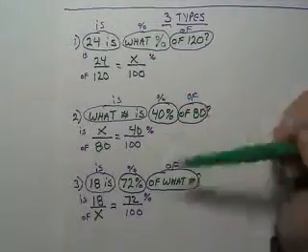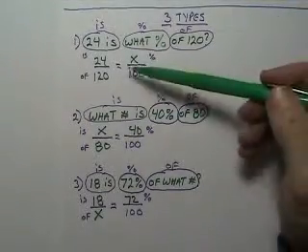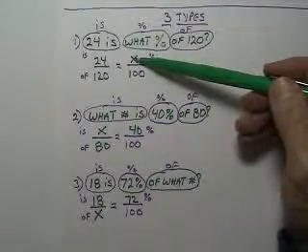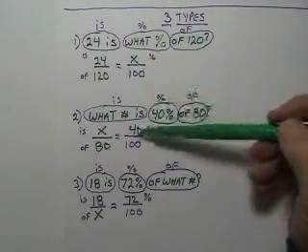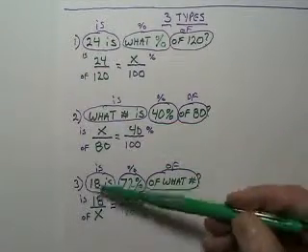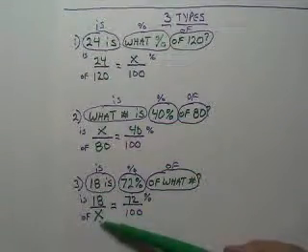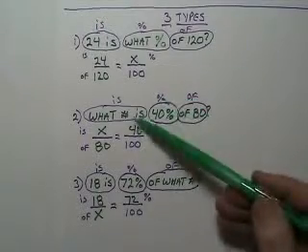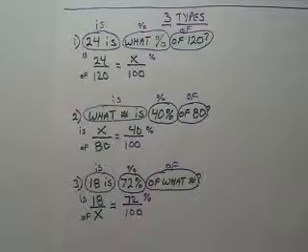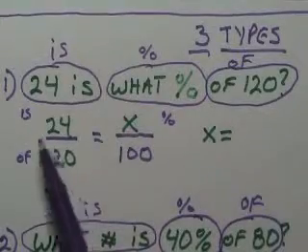Now when we set up these problems, they probably all seem the same, but there's three different types. Notice the first type, we didn't know the percent. That's our unknown. The second type, we didn't know the is. That's unknown. And the third type, we don't know the of. Those are the only three types of word problems that you'll receive like this. All right, now let's go ahead and solve the problem.